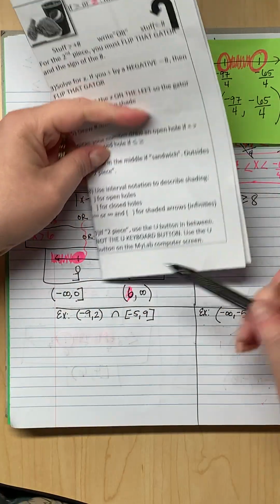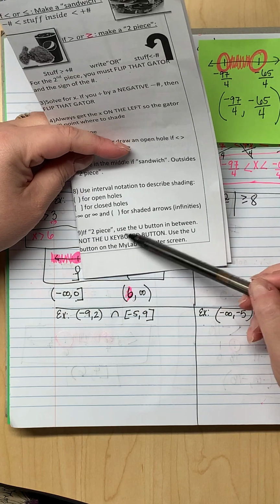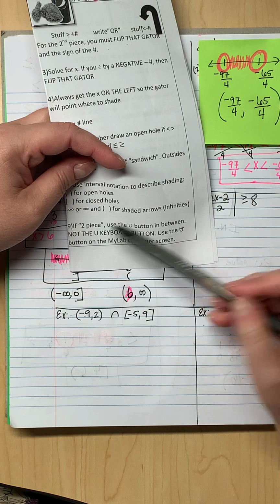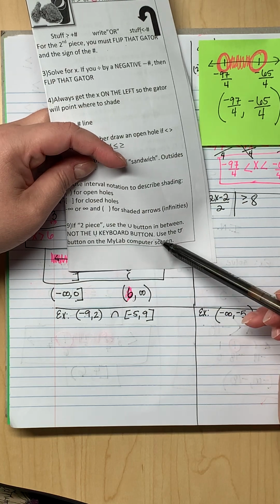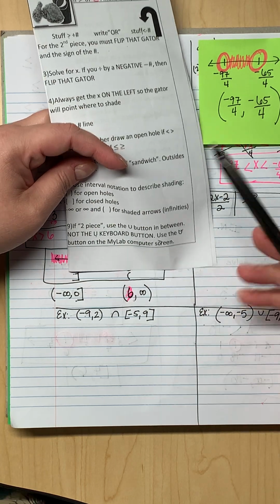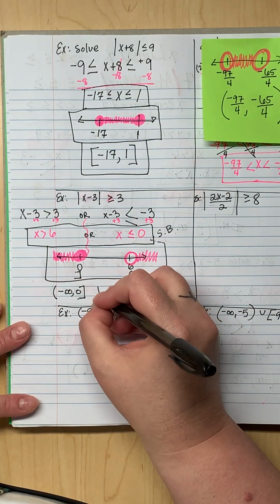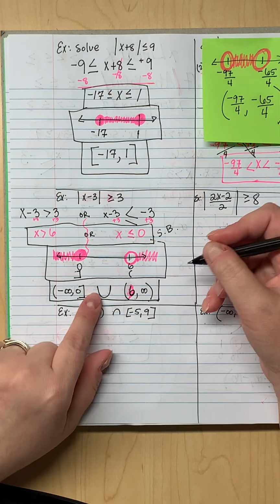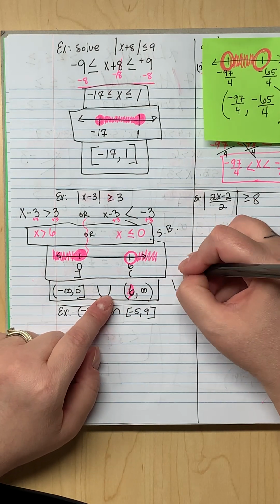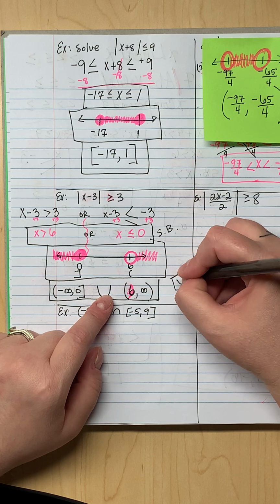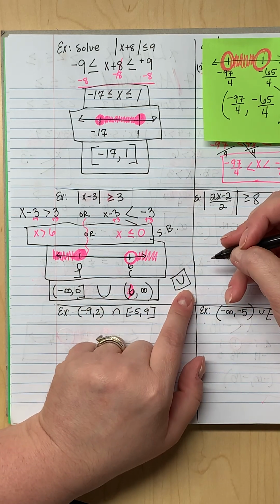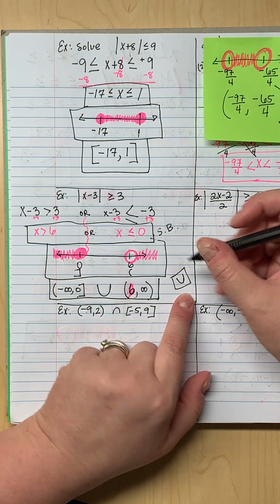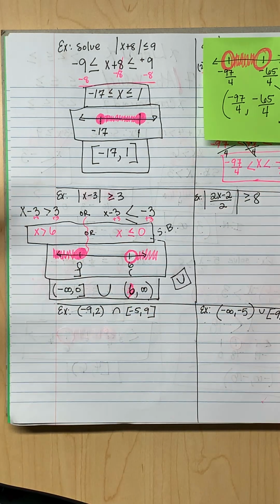The last thing is step 9. If you have a 2-piece, that's what we had, use the union button in between, not the U on your keyboard. Use the union button on the MyMathLab computer screen. This union button literally looks like a U on your computer screen, but do not use the U on your keyboard. Okay, so we have set builder, number line, and interval notation.